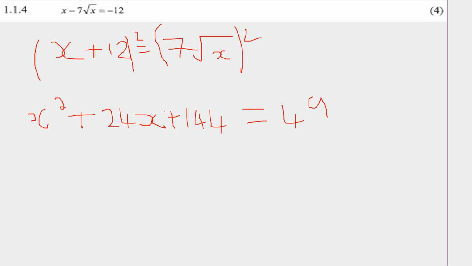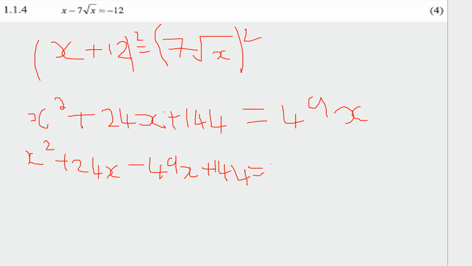And then the square root of x squared is just going to be x. Then now we're going to take 49 and transpose it to the other side. We have x squared plus 24x minus 49x plus 144, which is equal to 0.